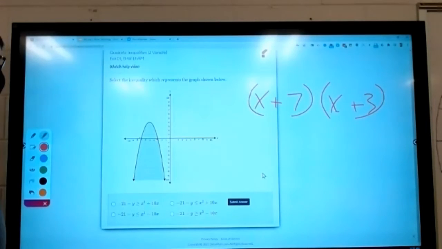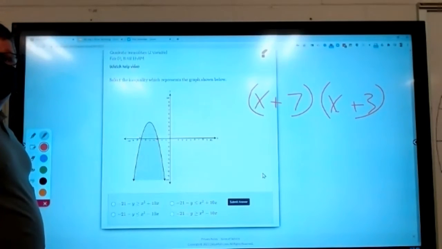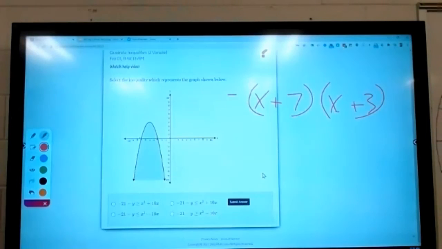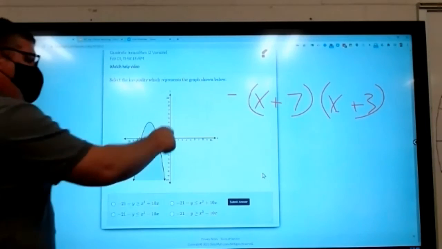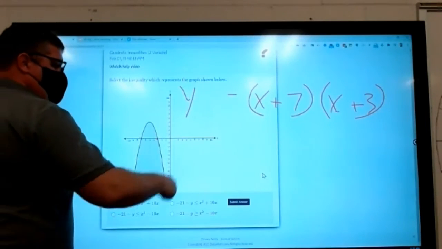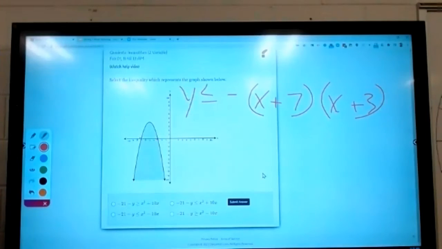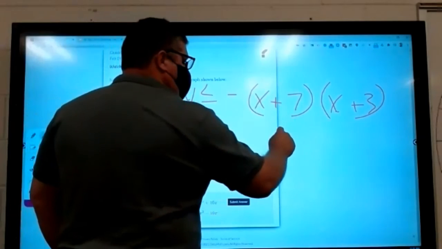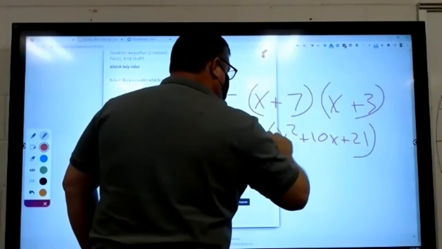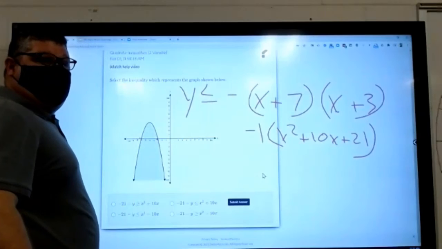Okay. Now it's flipped over, isn't it? So if it's flipped over, I gotta have a negative. Do you agree with that? And y is what? What do we say? Less than or equal to. At this point, could I FOIL that out and see which one it matches? Here we go. Does everybody agree with that?